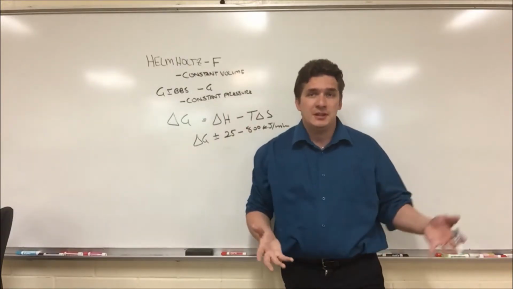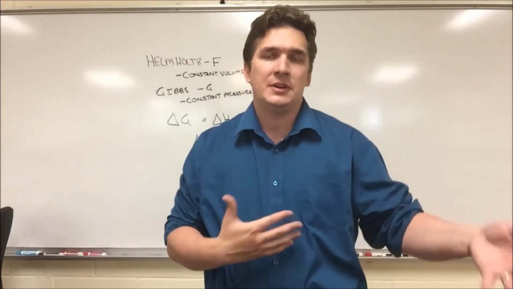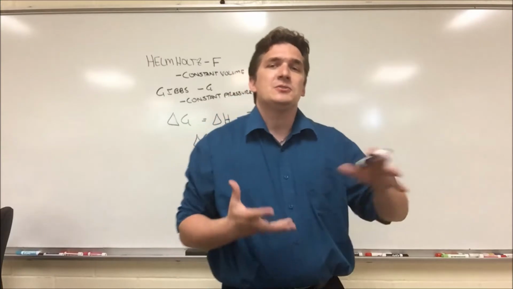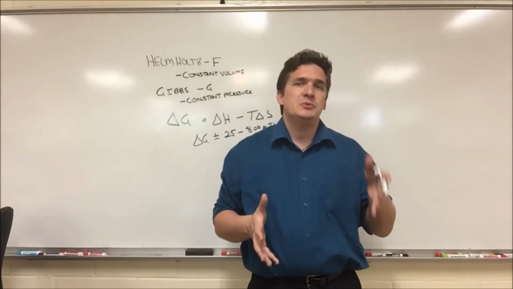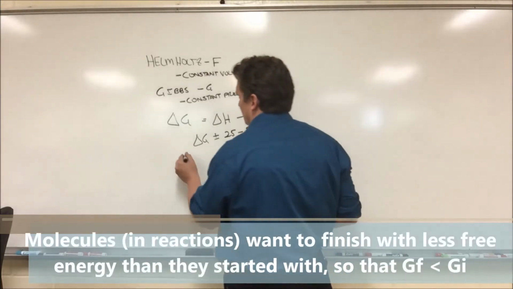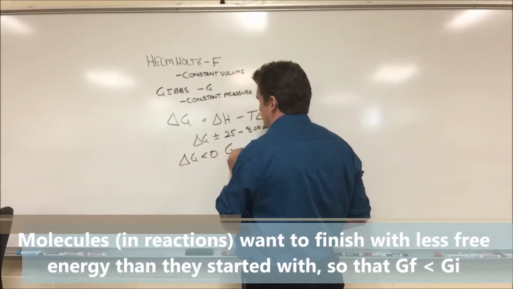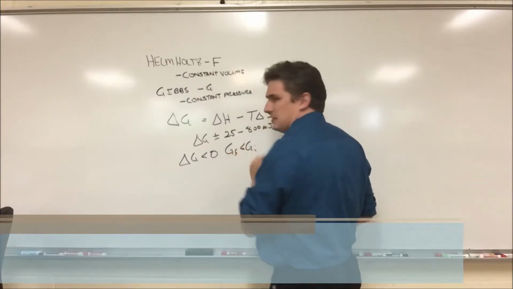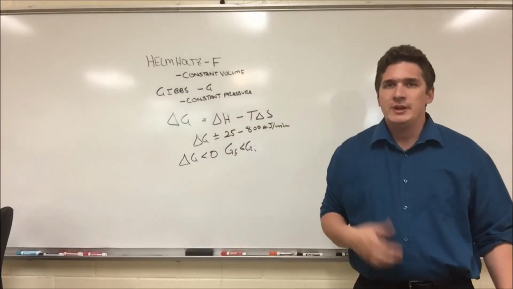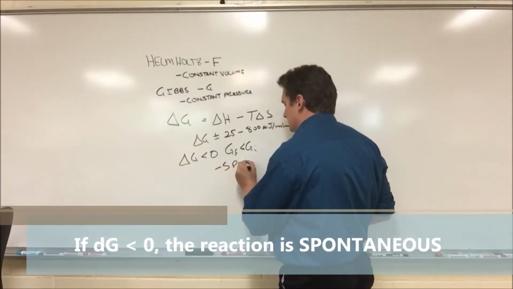So what does the free energy tell us? Well, if we look at electrons and electron filling diagrams, they're always trying to get to a lower energy. Well, this is also true of molecules. What molecules really want to do is finish with less energy than they started with. So preferably, we'd like delta G less than 0, so that our final Gibbs energy is less than our initial Gibbs energy. Reactions in which the delta G is less than 0 are what are called spontaneous.